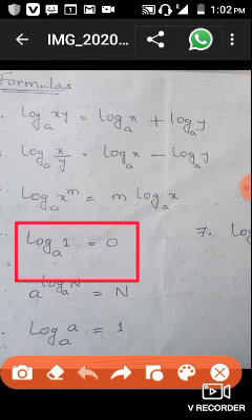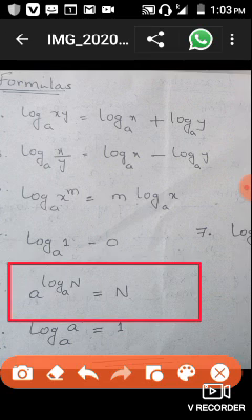Next one, log 1 equals 0. Always log 1 equals 0 for any base. Next, a power log n for base a equals n. Here a and here a, a power log n base a equals n. The left side is exponential form with base a, and here the logarithm form is also base a. So the result will become n, that number.